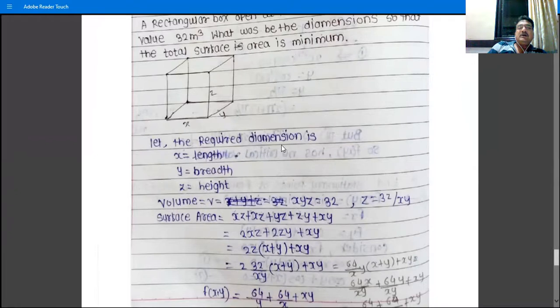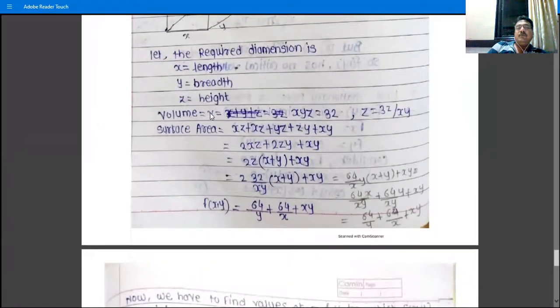Suppose x is the length, y is the breadth, and z is the height. Then the volume of the box is length into breadth into height, xyz, and it is given as 32. So z is 32 divided by x into y. So first express z in terms of x and y.